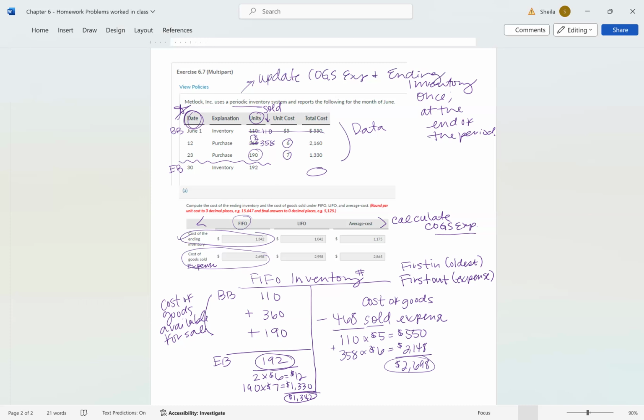So something to keep in mind is that under FIFO, the oldest costs are recognized as expense and the newer costs are left in the cost of the ending inventory. And that's how we work FIFO. We're going to move on to the next video, and the next video is going to walk through the LIFO calculation.